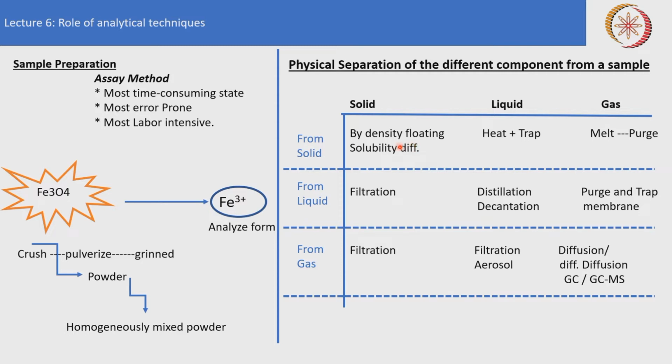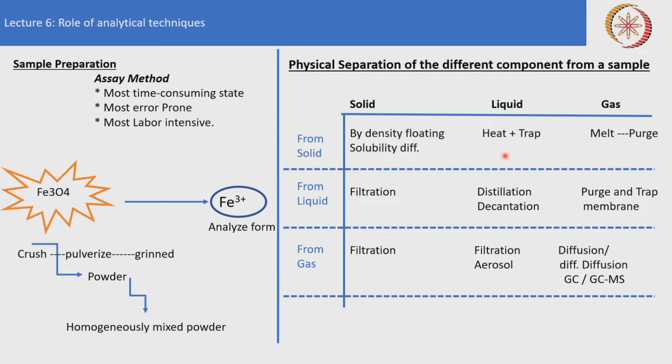If you want to separate solids, we learned the density flotation method, where you mix the different components in some liquid, and if the density of the components is different, they float at different rates. Also, using the solubility of the solid, if you use a solvent in which one component is soluble and another is not, then you can separate the soluble component from the insoluble component.